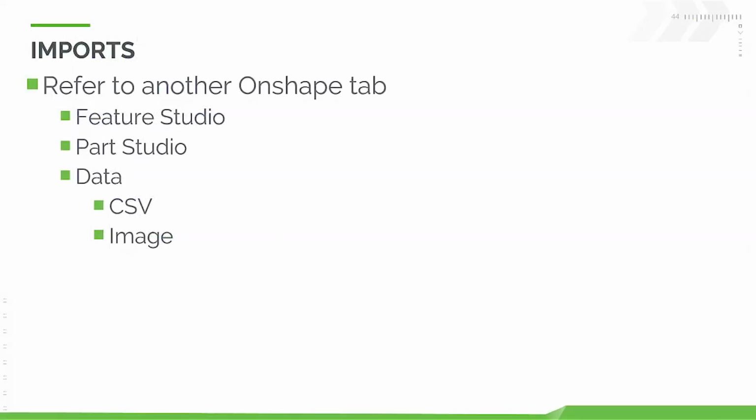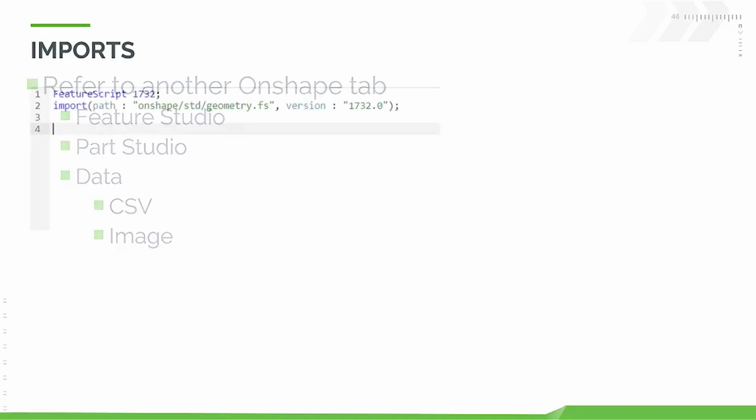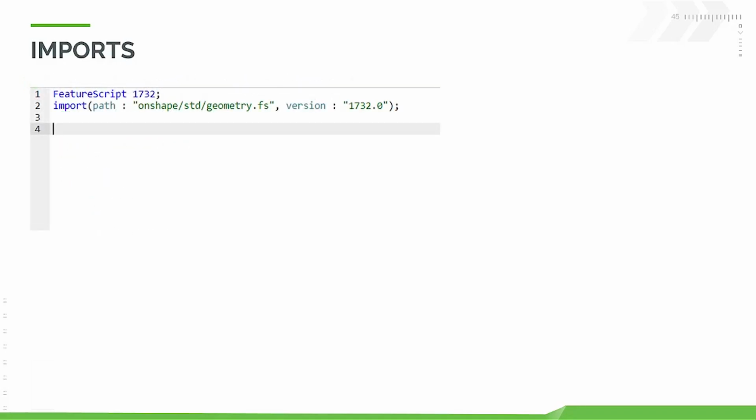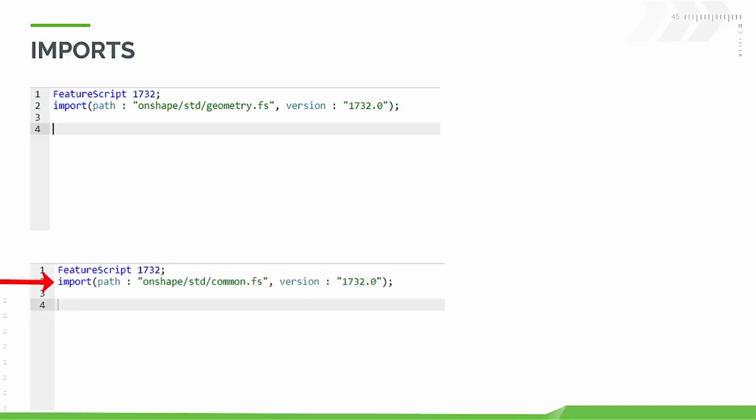Imports allow you to reference other tabs and documents within Onshape. You can import other Feature Studios, Part Studio geometry, and other data contained within a document such as a CSV or image. Every new Feature Studio starts with an import of the geometry.fs, which imports most of the functions defined in the standard library. Importing all of this information can have a negative impact on the performance of the Feature Studio. If you do not require everything, you can change it to common.fs, which contains the most commonly used functions.